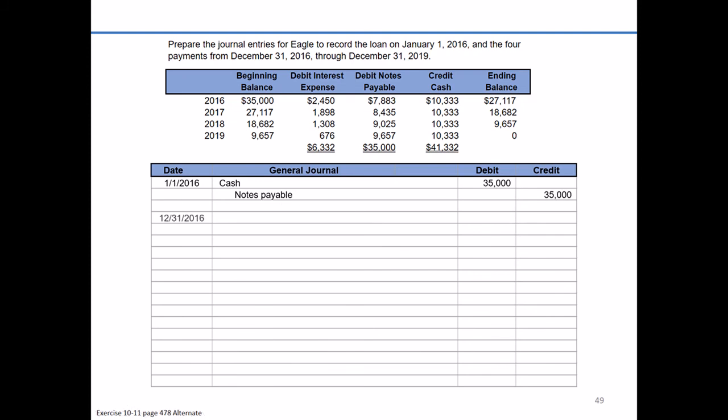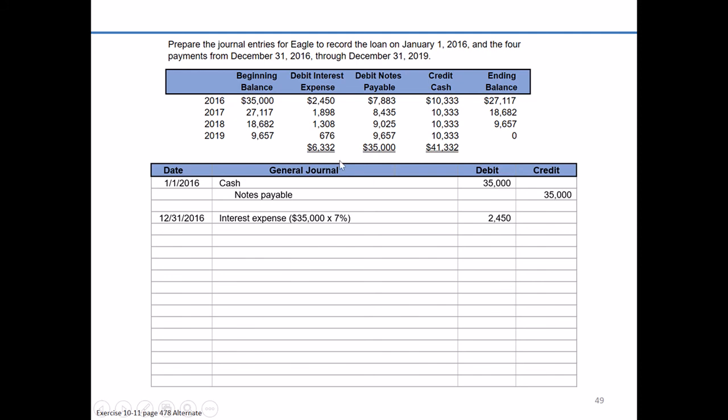Now we're going to fast forward to our first payment made on December 31st, 2016. Keep in mind that that payment is going to be a combination of both a payment of interest and principal. In particular, the interest amount we already identified before in the first year is going to be $2,450. Interest expense is an expense. We increase it with a debit, so we'll debit interest expense by $2,450.